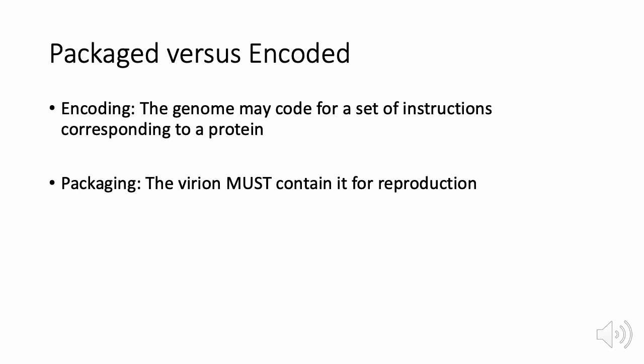Packaging and encoding are not mutually exclusive. If a protein is packaged, it must be encoded. This ensures that all progeny can receive a copy of the protein and can go along to be functional in additional hosts.